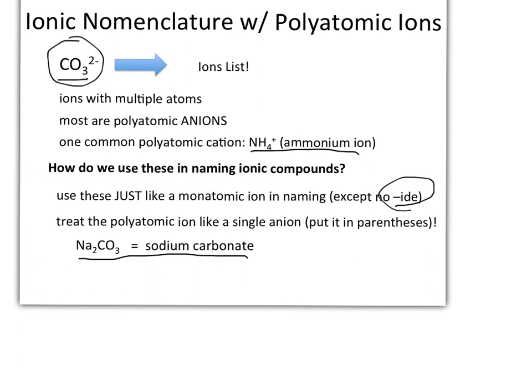Now, how do I go from name to formula? Okay, so let's go ahead and look at that. If I did this sodium carbonate example, remember I'm going to be using the crossing down method. So sodium has a +1 charge. We know that carbonate has a 2- charge.